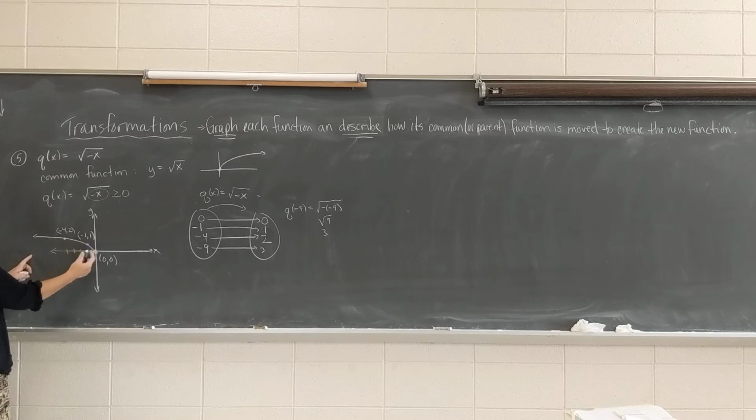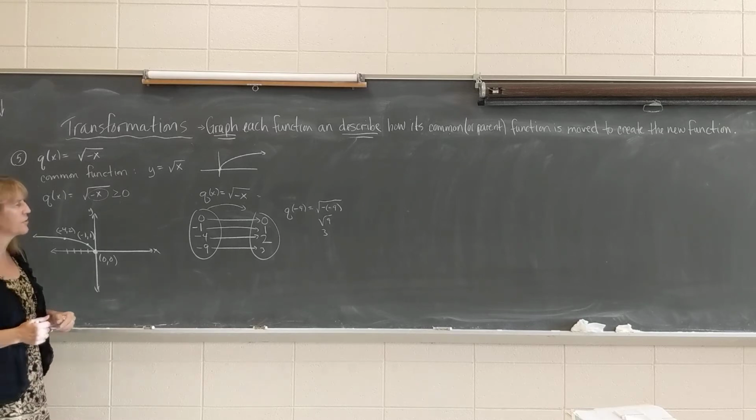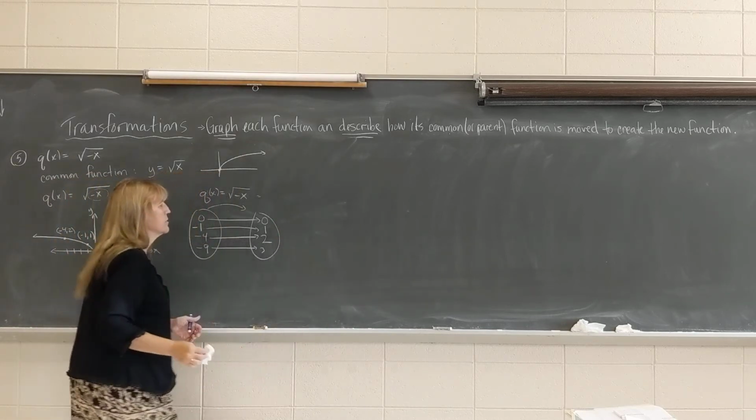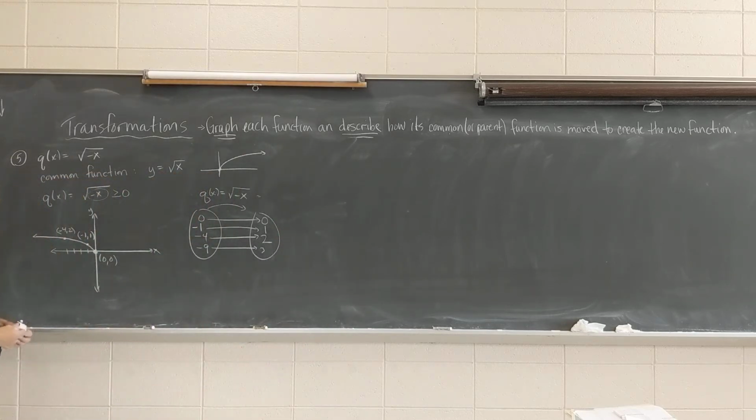Here, in order to go up a unit, I only had to go left 1. In order to go up a unit between this 1 and this 2, I had to go left 3. Next time I'd have to go left 5. Next time left 7, left 9, left 11. I have to keep going left and left and left more and more and more just to go up 1 unit. So that's my square root of negative x function.